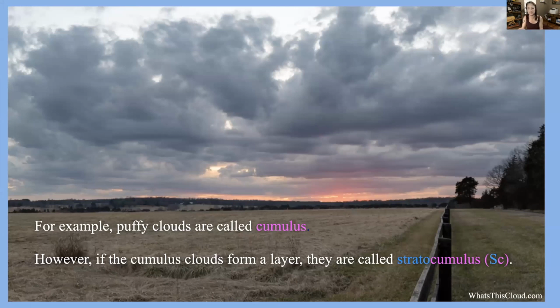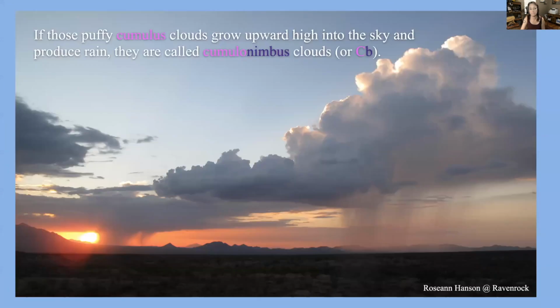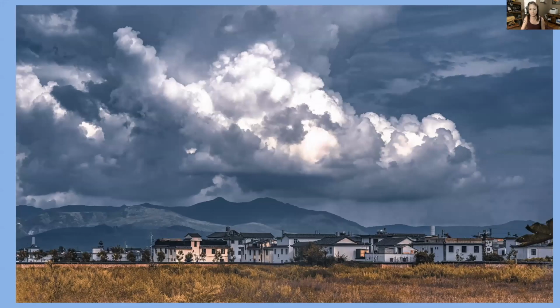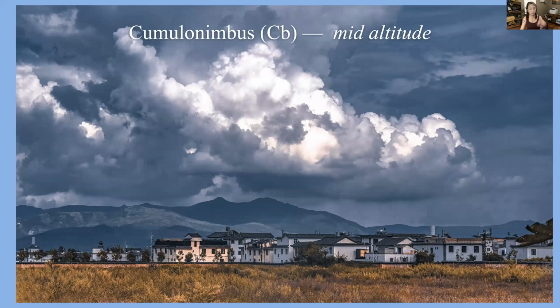Puffy clouds are called cumulus, as we know, but here is a layer of cumulus clouds. So that's when you start adding those prefixes, stratocumulus. So that's a layer of cumulus clouds. And if those puffy cumulus clouds start building up high in the sky and releasing rain, that is cumulonimbus. So literally cumulus clouds that are raining, cumulonimbus. These are cumulonimbus clouds.